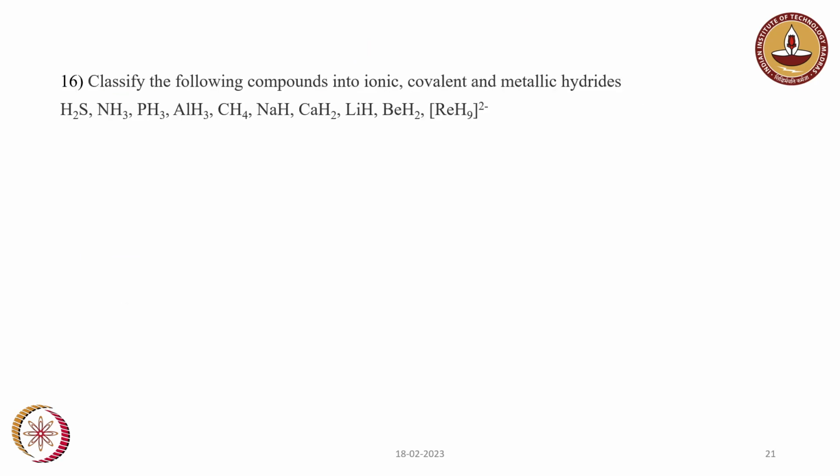The next question is classify the following into ionic, covalent and metallic hydrides. They are given that H2S, NH3, BH3, AlH3, CH4, sodium hydride, calcium hydride, lithium hydride, beryllium hydride, and ReH9 2 minus. So there are three different classifications. That is ionic hydride, which are mainly formed from alkali and alkaline earth metals.